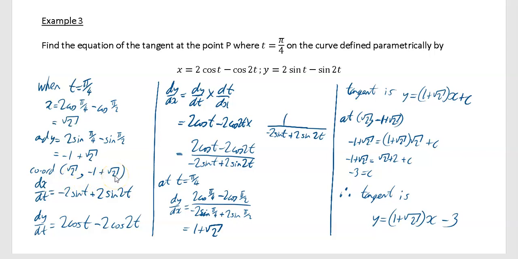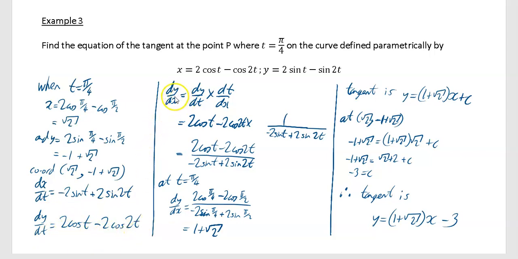Okay, it talks about tangents. That means you've got to differentiate to find dy by dx. So you need to find dx by dt and dy by dt. Differentiating your x with respect to t, you will get minus 2 sine t plus 2 sine 2t. Differentiate your y with respect to t, you'll get 2 cos t minus 2 cos 2t.